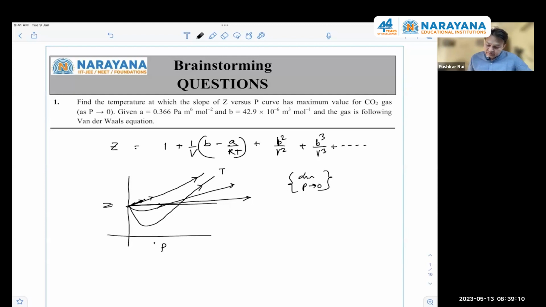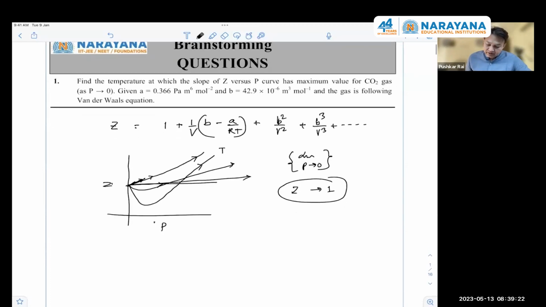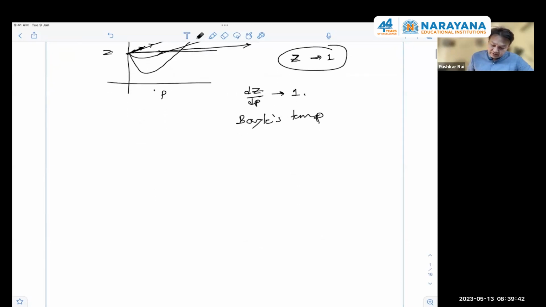As we know, as P tends to 0, the gas should behave ideally, and Z should tend towards 1. But the slope dZ by dP will not be tending towards 1. If dZ by dP is tending towards 1, we call it what? You remember? We call it Boyle's temperature. That we are familiar with. So how to attack this problem? We require the Z versus P graph.